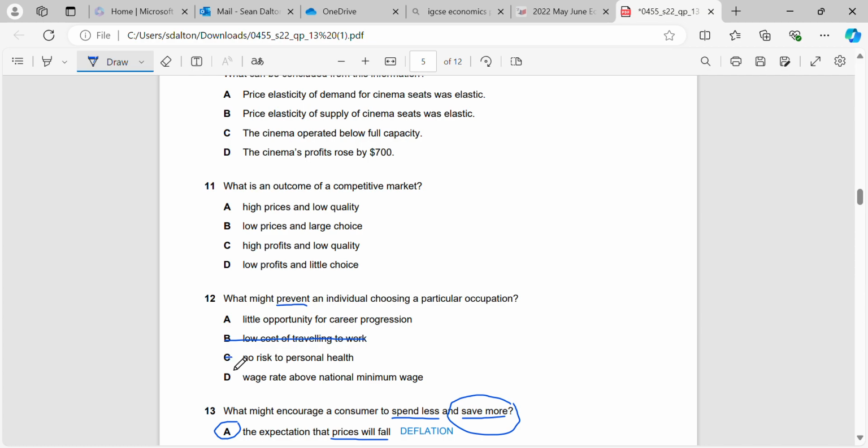Would no risk to personal health be something that would stop somebody from taking a job? Again, absolutely not. That would help somebody to take a job. And the same thing with the wage rate above the national minimum wage. That's going to help somebody to take a job, not to prevent them. But if they have little opportunity for career progression, that's going to prevent them from choosing a particular job.